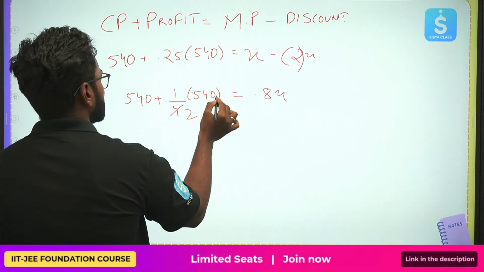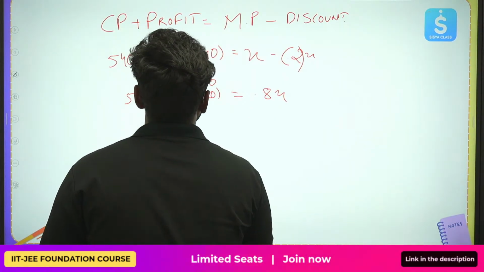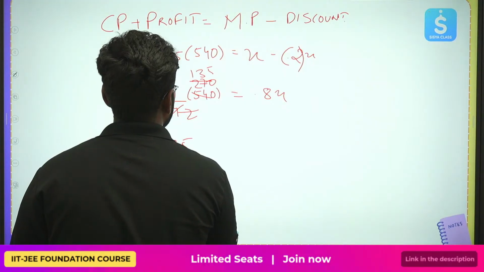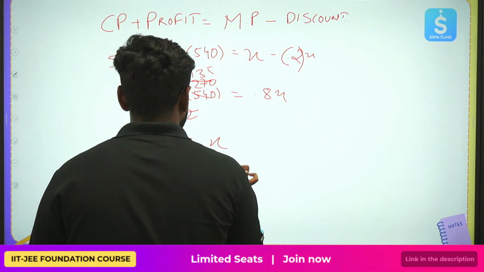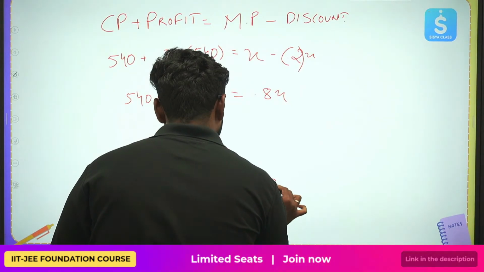This should be 675. So 675 upon 0.8 is equal to x. So the final price would be 843.75.